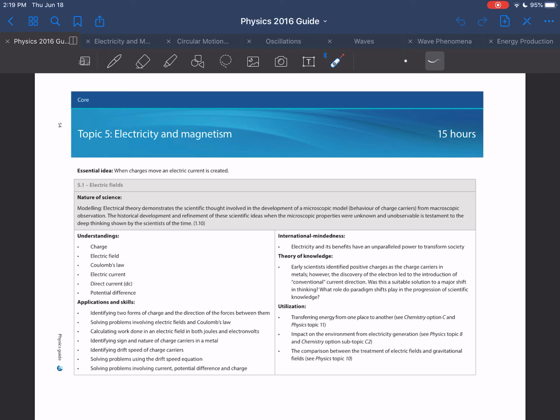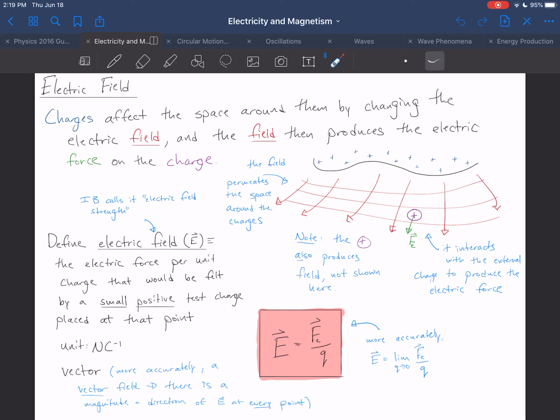Hello everyone. In this video we will continue to examine the concept of electric fields in topic 5.1, electric fields. So, quick reminder, the most important thing to understand about electric field is what is happening. The definition is important and will be super useful later on, but the definition really doesn't convey what the point of the idea is and what it does.